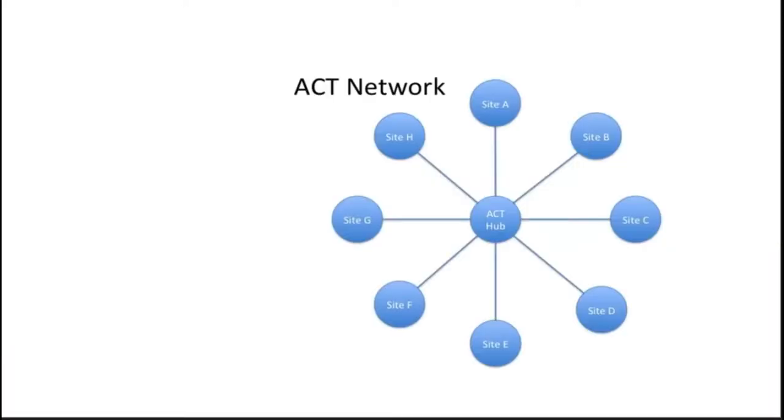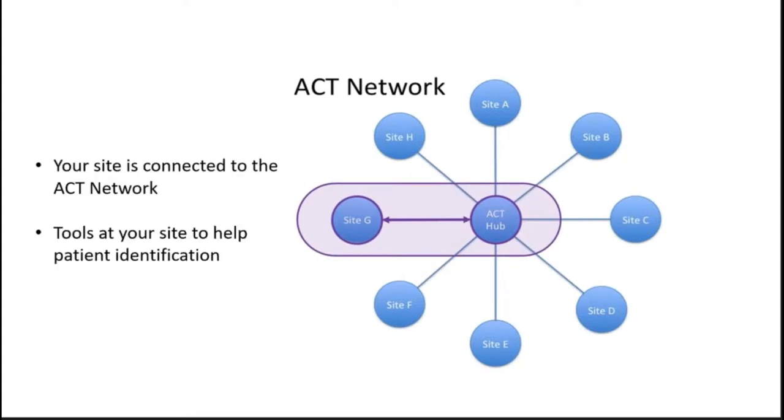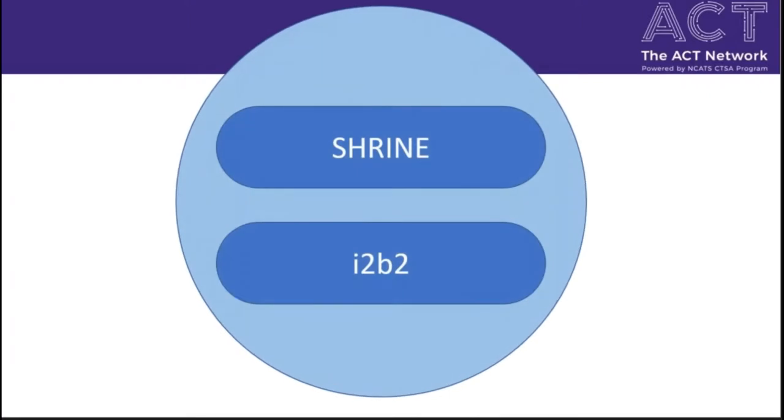Thanks very much. Okay, so a bunch of these slides you've seen before, they're just summarizing some of the work we've done before. But of course, this is the ACT network, and we're just going to concentrate on your site that's connected to the ACT network and some of the tools that you can use to help your patient identification process. So at your local site, of course, you have Trine and you have I2B2 installed. And this slide is just representing some of the segmentation of software that's already at your site.